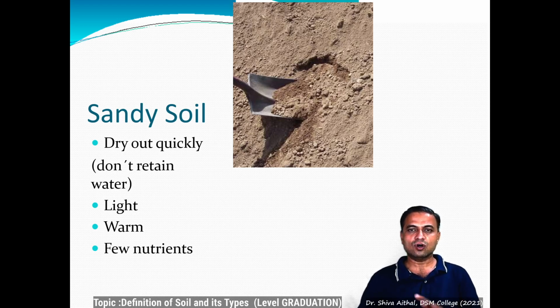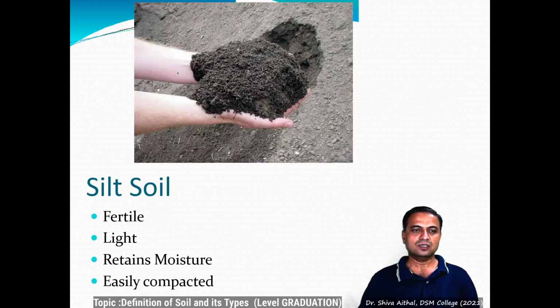These do not retain much water, they dry out very quickly. Sand, just beside the seashore you can see the sand. It is not a good medium for growing plants or any other life forms because it is very low in nutrients. Silt soil is the best soil. It is blackish in color. It is fertile, very light, it retains moisture and it can be easily compacted.